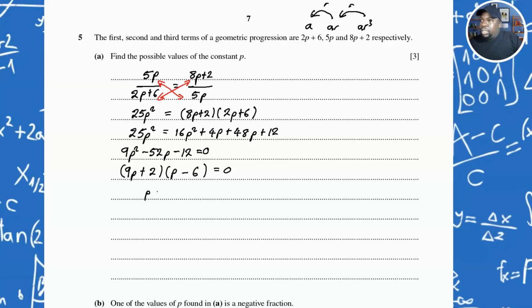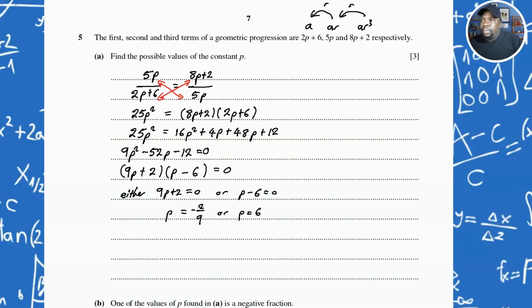So p should have a value of, actually, we can say here it's either 9p plus 2 is equal to 0, or p minus 6 is equal to 0. So the possible values of p are going to be that p is equal to minus 2 over 9, or p is a value of 6. So these are the two possible values of p.